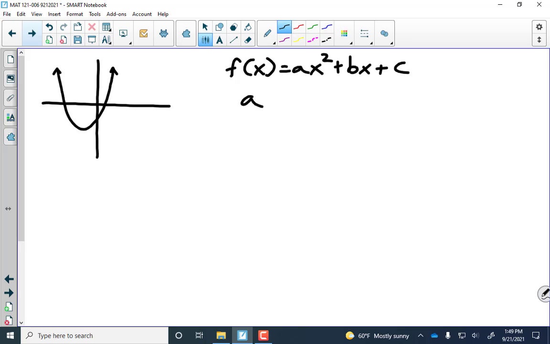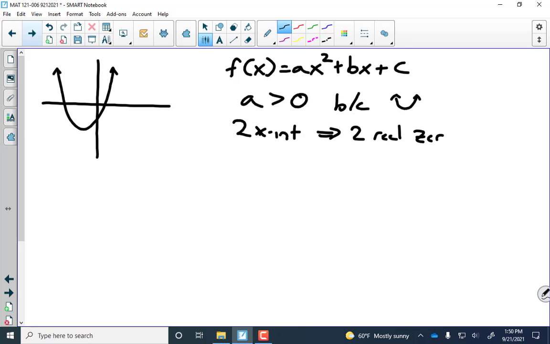Well, you can tell me that A is either positive or negative. Is A positive or negative? Positive. A is greater than 0 because the graph opens up. You can also tell me that because the graph has two x-intercepts, that means that it has two real zeros. You can also actually say that C is negative because of the y-intercept. The y-intercept is down here, so C must be a negative number. You can actually tell a lot by looking at a graph.